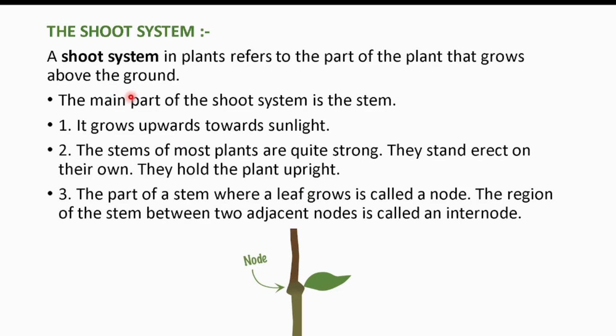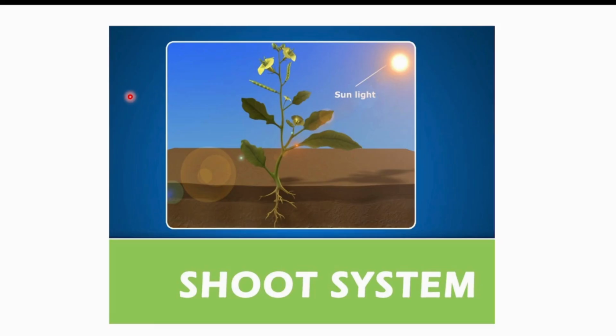Shoot system plants वो होते हैं जो जमीन के ऊपर आते हैं. That means the part of the plant which grows above the surface of the ground is known as shoot system plant. As we can see here, the plant have grown above the surface of the ground, right?